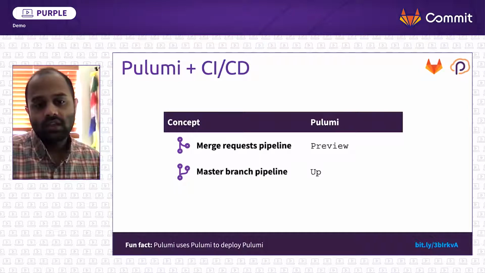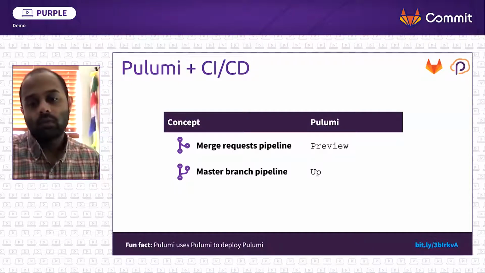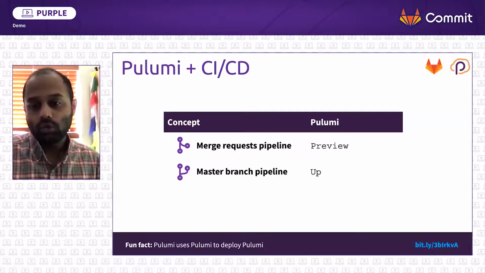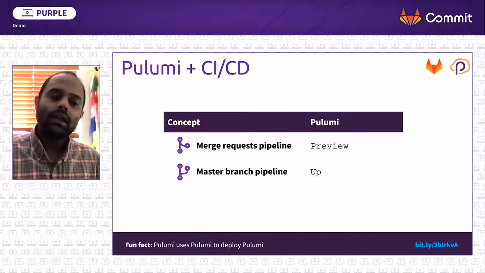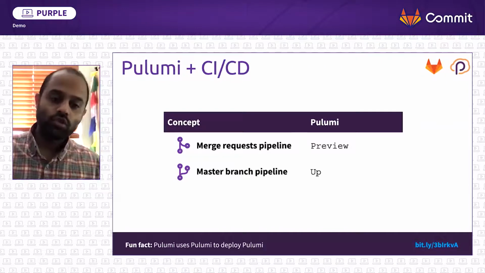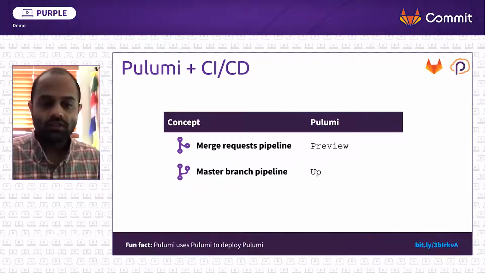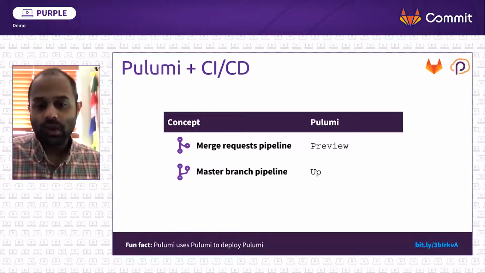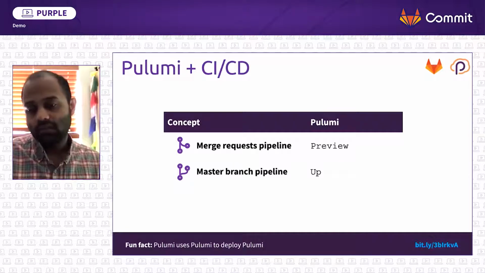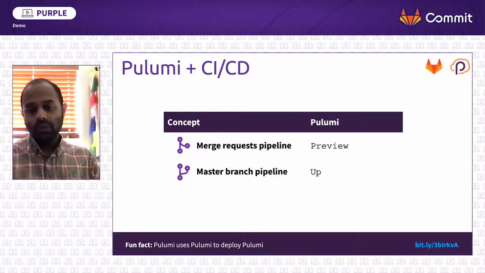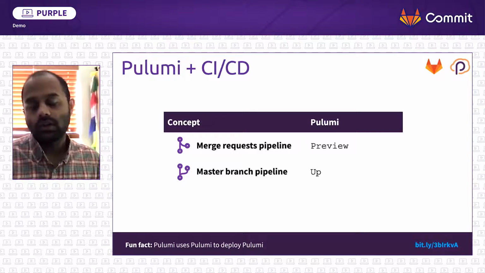One is that as part of your merge request pipelines, you're running previews from Pulumi in order to see if changes that you make in your branch will affect your infrastructure in some way. And then once your merge request is approved and you merge the request, your master branch pipeline is going to run the up command from Pulumi to actually apply the update to your infrastructure as well as any application code.